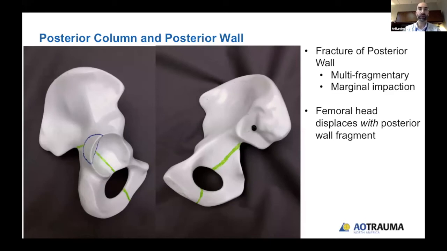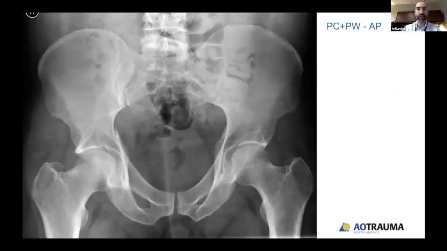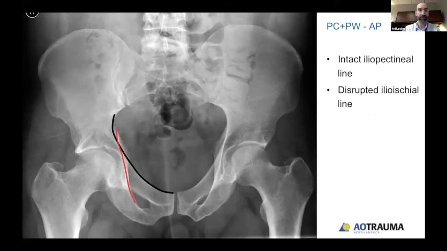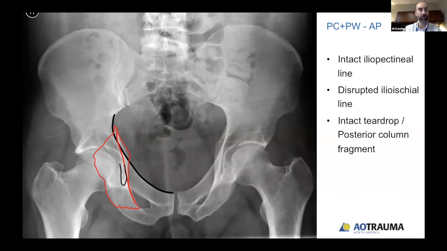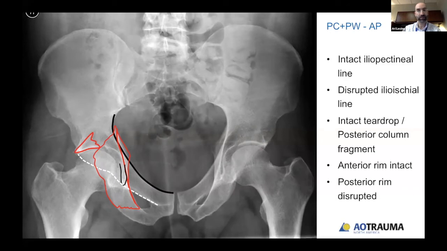intraoperatively. Unlike the elementary posterior column fracture, here the femoral head will displace with the posterior wall fragments as the capsule is disrupted. So here's an example of a posterior column and posterior wall acetabular fracture. We would expect that the iliopectineal line would remain intact. Here we can see a broken or disrupted ilioischial line. The teardrop has here remained intact with the posterior column segment, and we can see the posterior column fracture hiding behind there. The anterior rim we would expect to be intact. And here we can see that the posterior rim is disrupted.